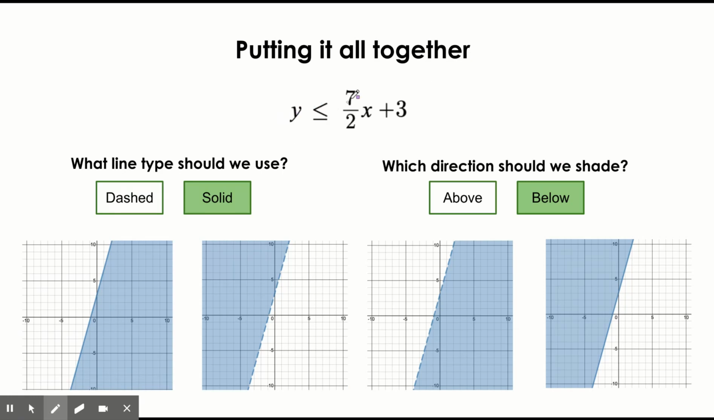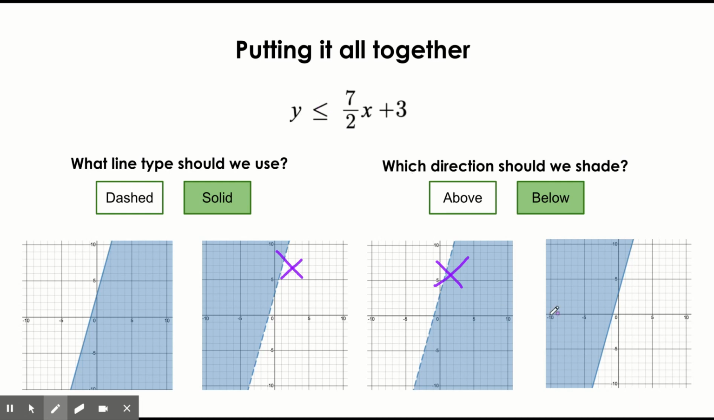y is less than or equal to 7/2 x plus 3. And we had already decided we would use a solid line and we would shade below. So of these options, which one is the proper graph for this inequality? Well, start with the line type because that's an easy thing to cross out. We said it's got to be solid, so I'm going to cross out these two graphs that have dashed lines, right? That doesn't work for me. So now I'm just down to these two. It's got to be one of these. And we just have to decide which one has been shaded below because we said it's y is less than. So we need to have shaded below.